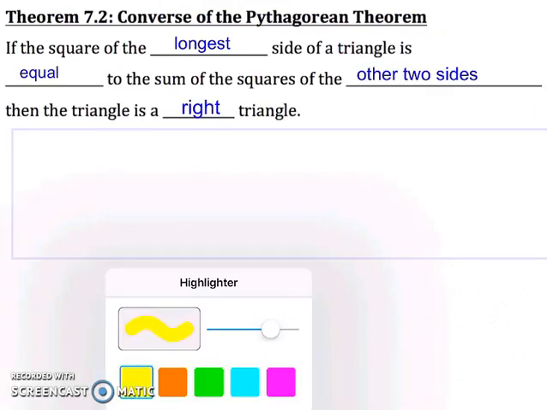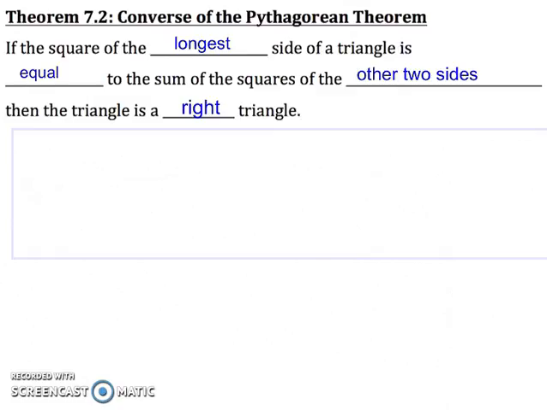And then we have theorem 7.2, the converse of the Pythagorean theorem. So we learned previously that the Pythagorean theorem is a squared plus b squared equals c squared. Now, the converse says that if the square of the longest side of the triangle is equal to the sum of the squares of the other 2 sides, then we have a right triangle.